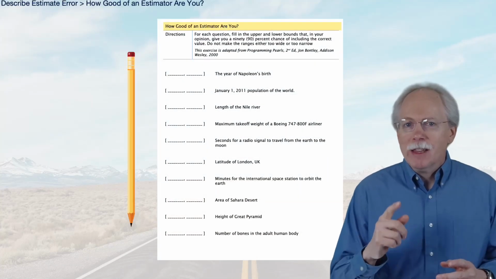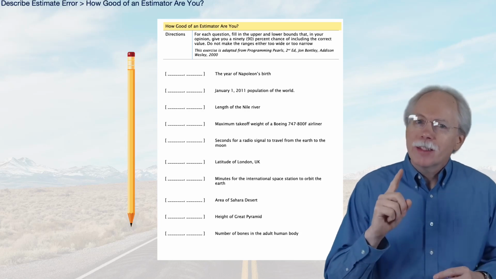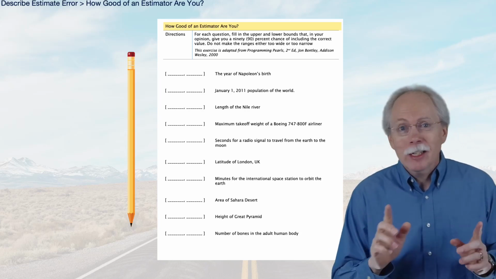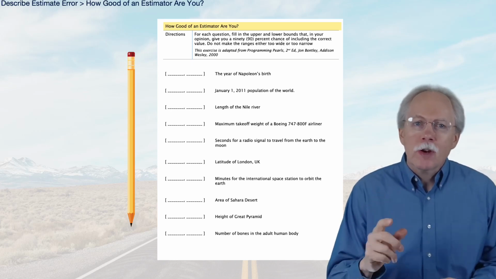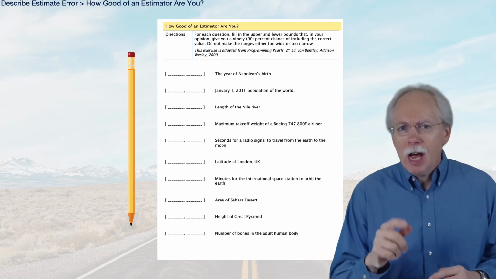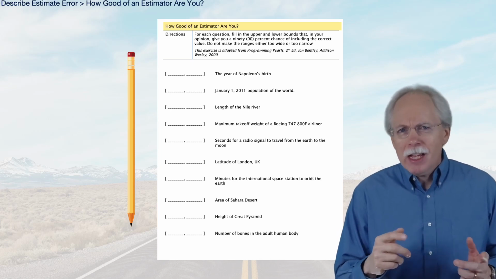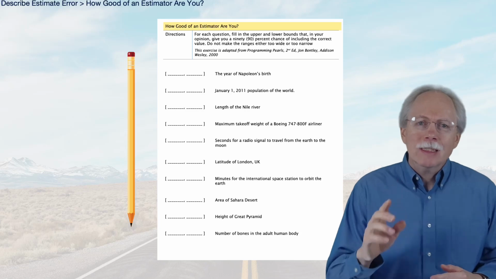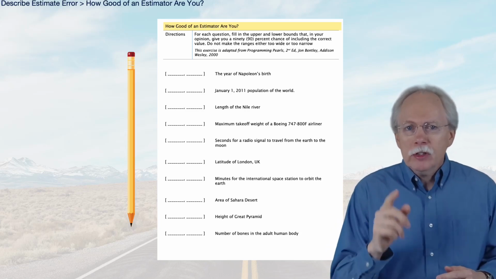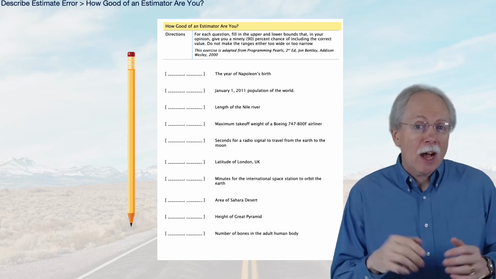I want you to estimate these 10 things. Now, this is an estimation exercise, not a lookup exercise, so don't go looking these up. These are for you to try to estimate. Also, time yourself. In class, I usually give people about 4 minutes for this exercise. I want you to give an estimate that you have a 90% confidence in.